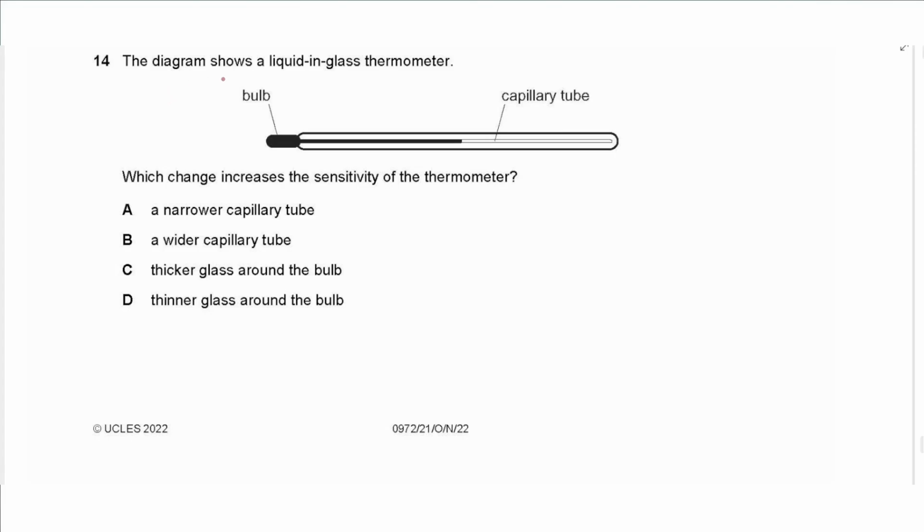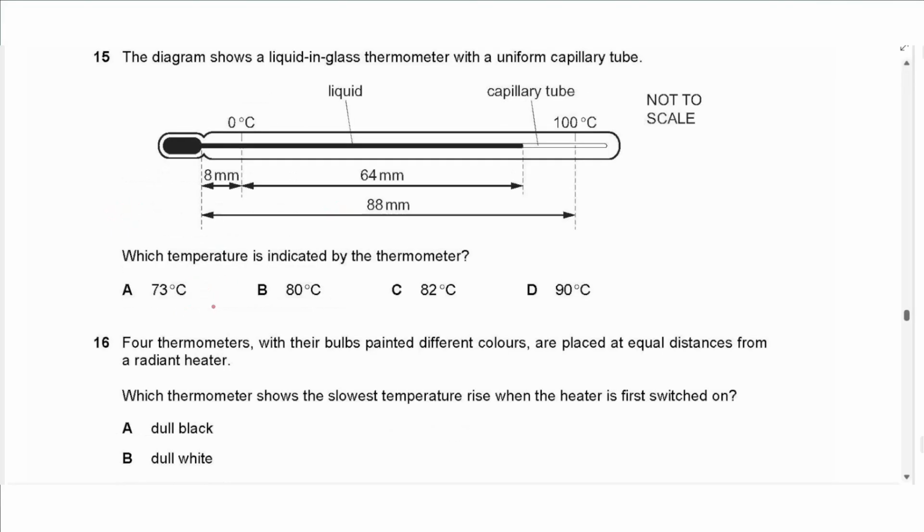It says the diagram shows a liquid and glass thermometer. Which change increases the sensitivity of the thermometer? A narrower capillary tube would increase the sensitivity, so the answer is A. A wider capillary tube decreases sensitivity. Thicker glass does not affect sensitivity. Thinner glass also does not affect sensitivity. Question 15 is also about thermometers, so you can skip this question too.